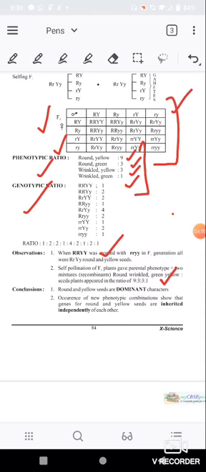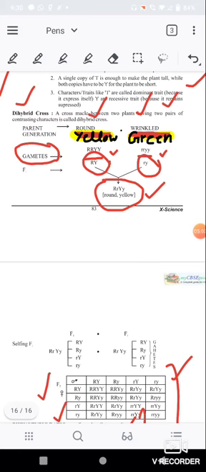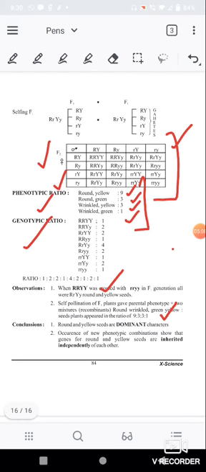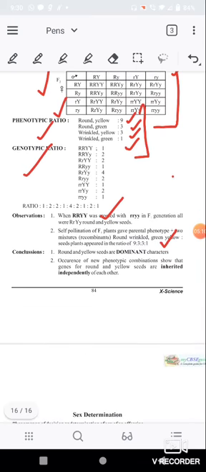That's why in the cross we have written round and yellow with capital letters and wrinkled and green with small letters, because round and yellow depict the dominant characters. So Mendel concluded that when we make a cross between parents with pure dominant characters and with recessive characters, we get in the F1 generation all progenies showing the dominant characters.